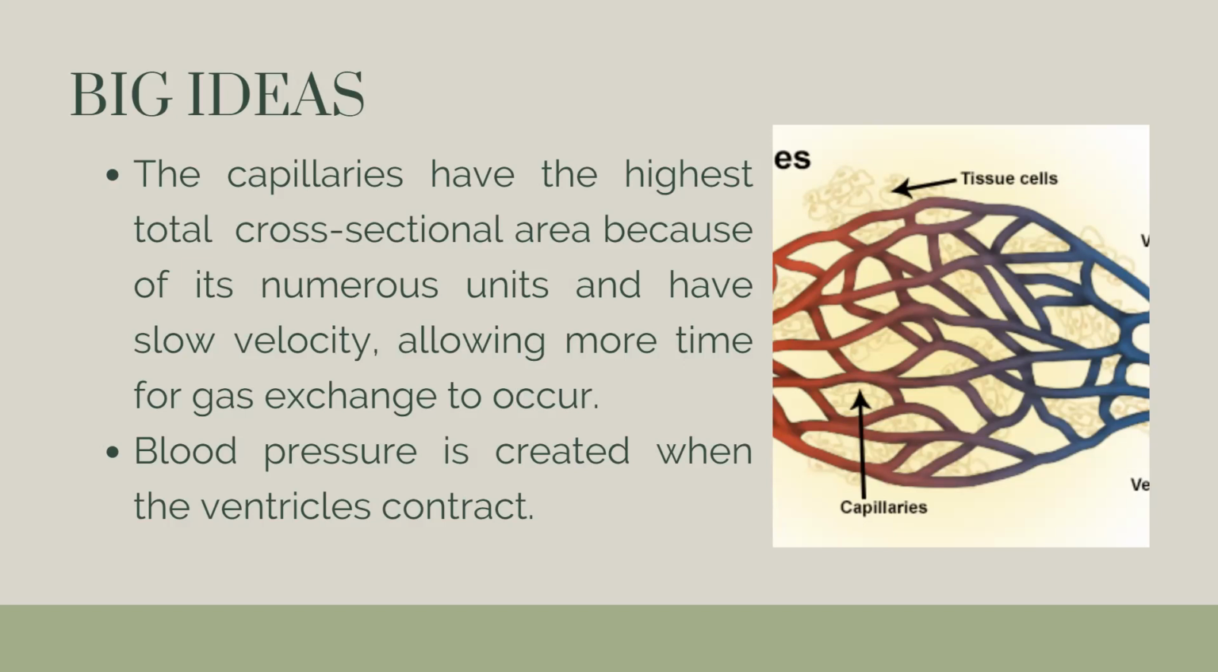But they have slow velocity. Why? Because the total cross-sectional area is inversely related to blood flow velocity. Blood flow in the capillaries is really, really slow, allowing more time for gas exchange to occur. The higher the cross-sectional area, the slower the blood rate. Don't forget the blood pressure is created when the ventricles contract.